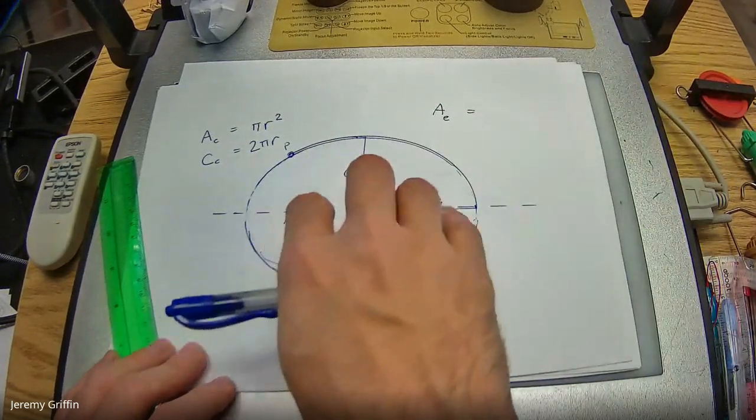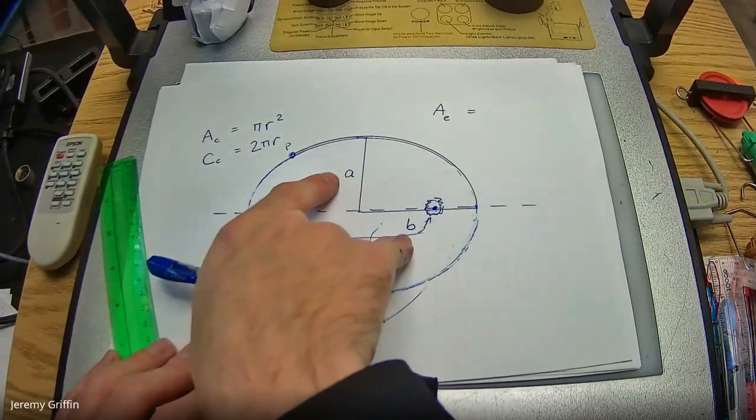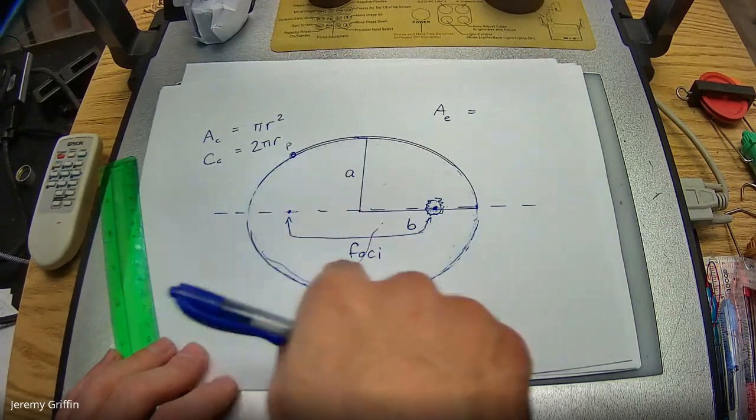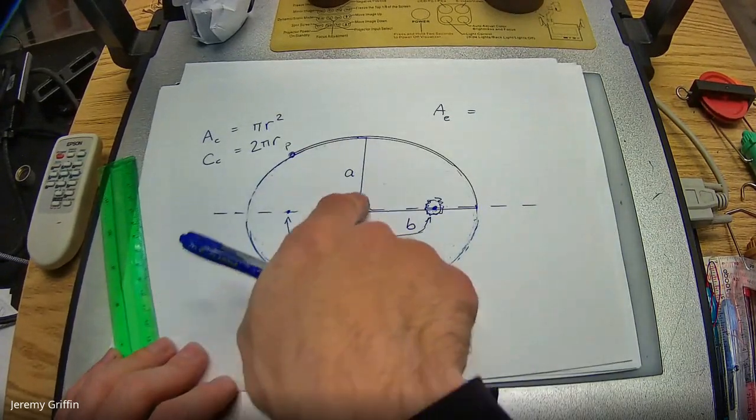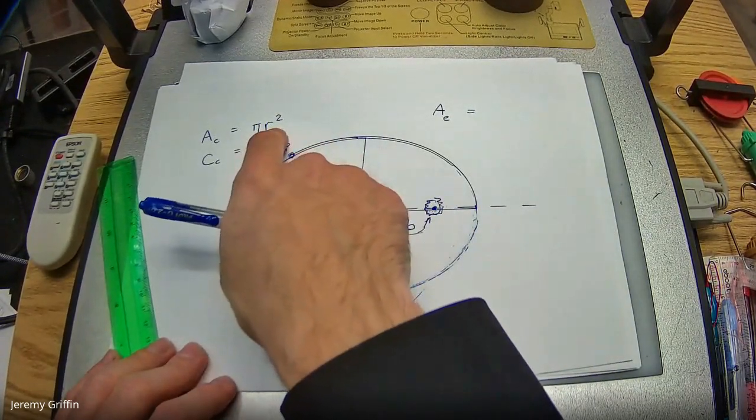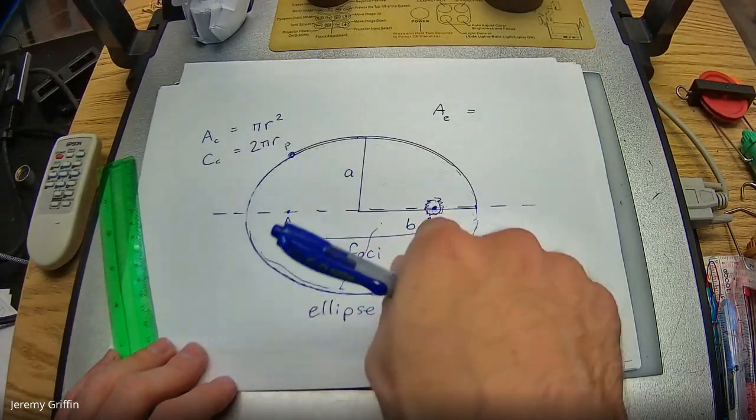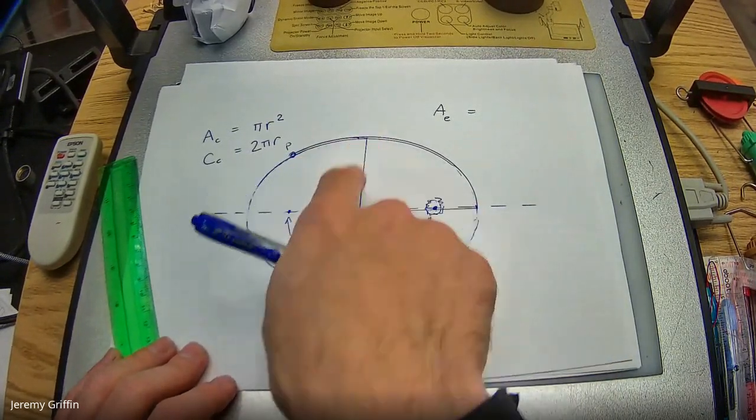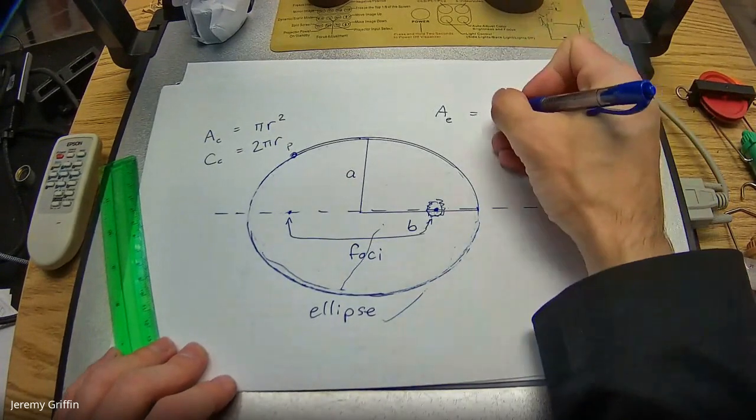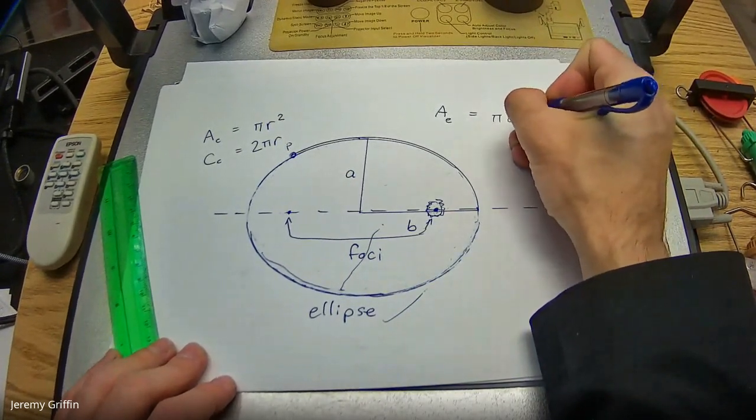How about this? If this were a circle, wouldn't A be equal to B, which would just be R? And wouldn't the area of that circle then be pi times R times R? That's what pi r squared is, right? Ah, so for an ellipse, it must be what? Pi times A times B? That's it, pi AB. Right?